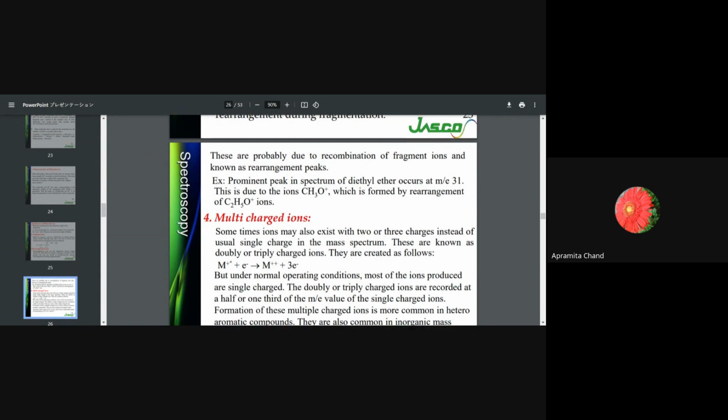So for example, if you are taking diethyl ether, you have a prominent peak which occurs at mass per charge ratio of 31. This is due to the ion CH3O plus. The C2H5O plus ions undergo rearrangement, and you are getting the ion CH3O plus.